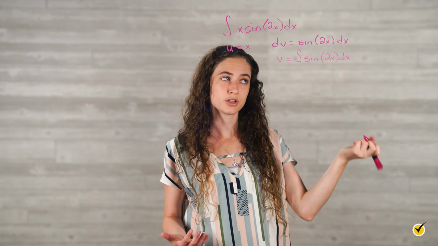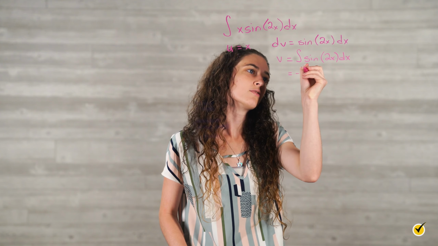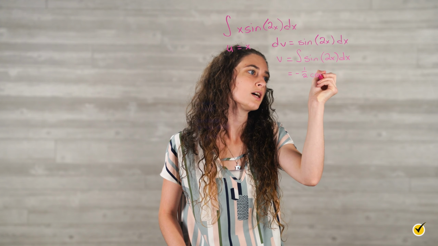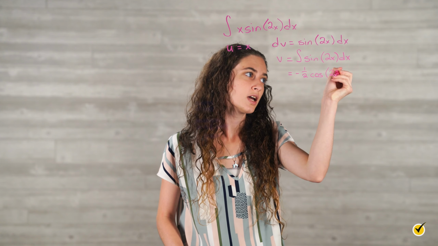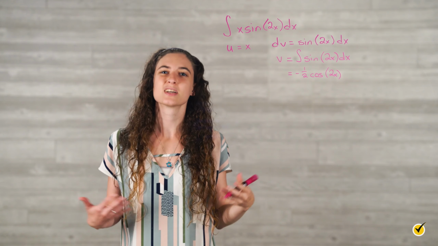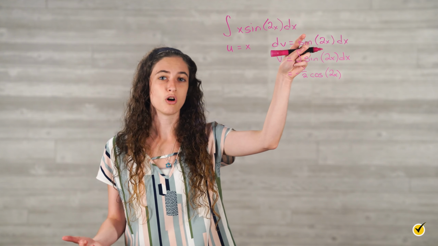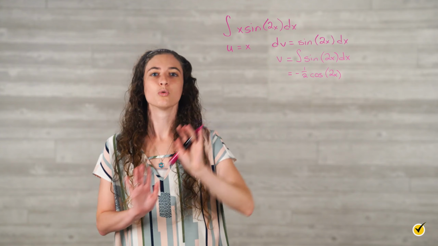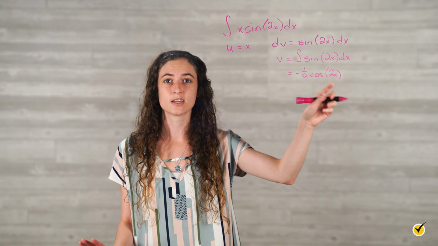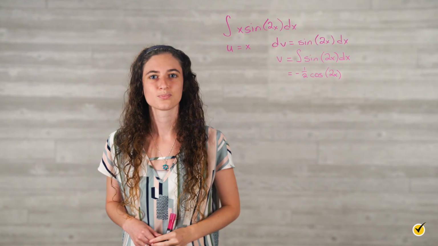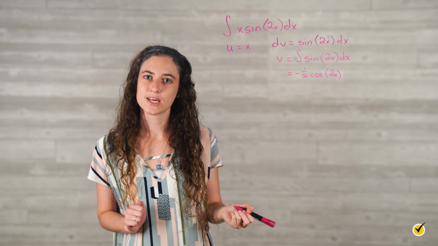Now remember, we found this earlier, so this was equal to negative 1/2 cosine of 2x. And we're not going to write the plus c yet because we'll do that at the end. Since we're integrating a whole indefinite integral, we'll do that at the very end. We don't have to worry about it in our little steps in between. So now we can calculate u times v.